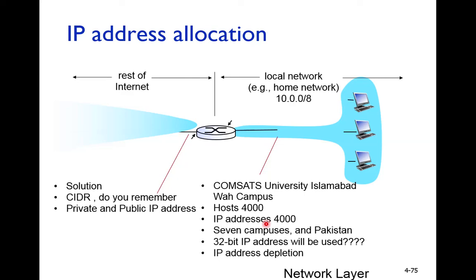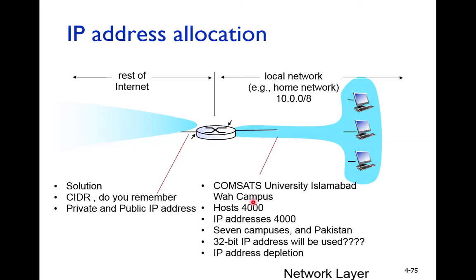If it needs 4,000 IP addresses, and this is only for one campus, the WAH campus, and Comsys has 7 campuses, suppose each campus needs 4,000 IP addresses. So 7 × 4,000 is 28,000. So 28,000 IP addresses will be used by Comsys University. And if you think about all universities and organizations in Pakistan, the 32-bit IP version 4 address space will be exhausted. All these IP addresses will be occupied even in Pakistan. This is called the IP address depletion problem. IP addresses will be depleted.